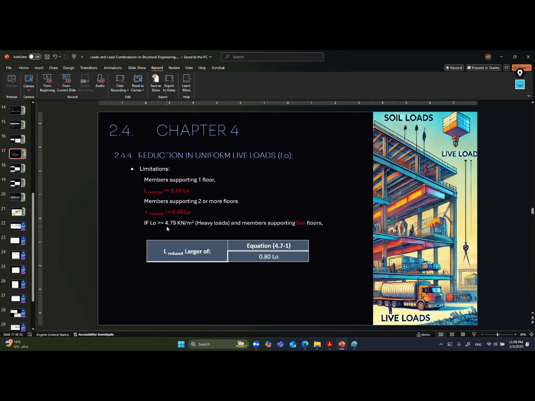However, there is an exception for this criteria. If the live load is more than this value, and supporting 2 floors or more, then the L reduced will be the larger of this equation, or 0.8 L naught. So if the equation gives you like 0.6 L naught, you will use this value. If this equation gives you like 0.9, then you will use the equation. You must understand the idea of reduction, because it is one of the main points that usually shows up in the exam.